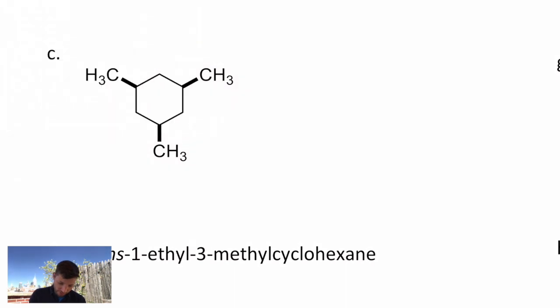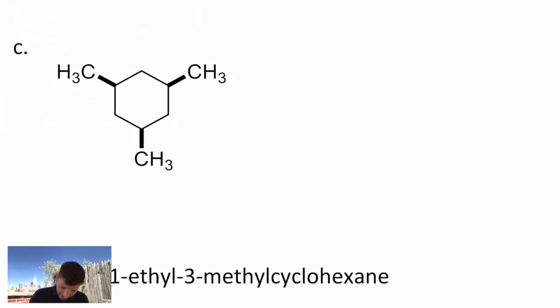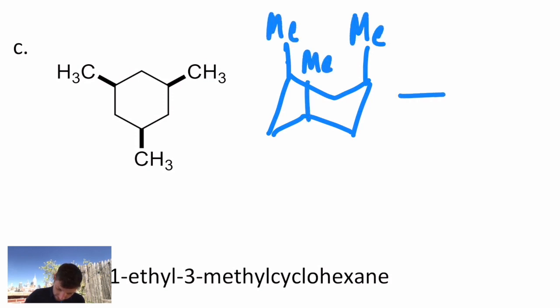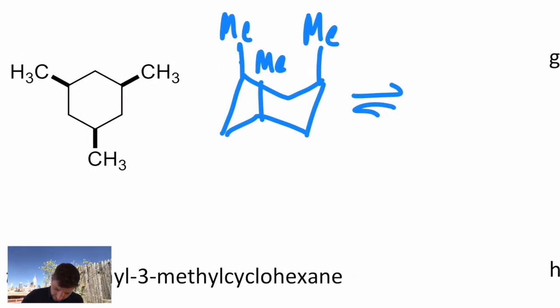Let's try a few more. Here we have a trimethyl cyclohexane. Start with an arbitrary chair. We have 3 methyls on alternating carbons, 1, 2, 3, all pointing in the same direction, all above the ring. And I can do that very quickly. 1, 2, 3. Up, axial, up, axial, up, axial. Let's ring flip it.